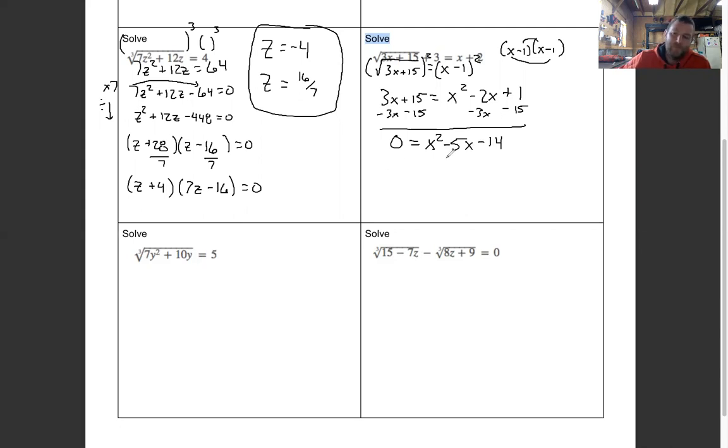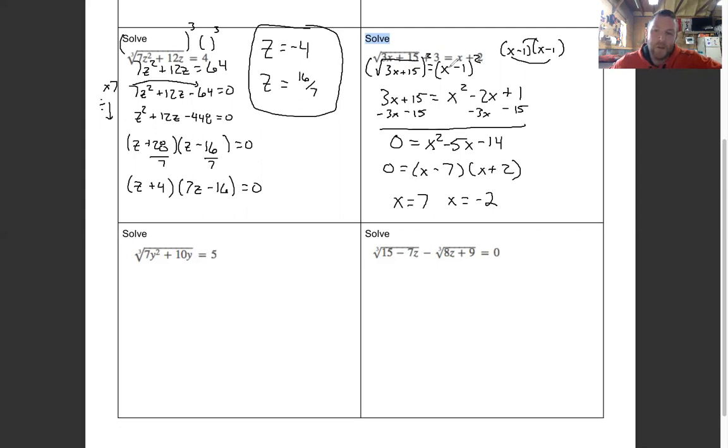Factor that. x, x. Let's see, negative 7 and plus 2. So my two answers are x is equal to 7 and x is equal to negative 2. What do I need to do then? I need to plug them back in and check them out.